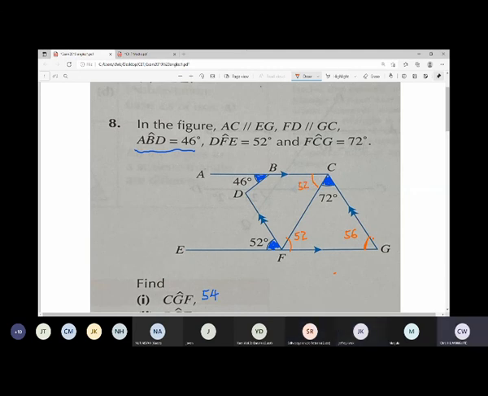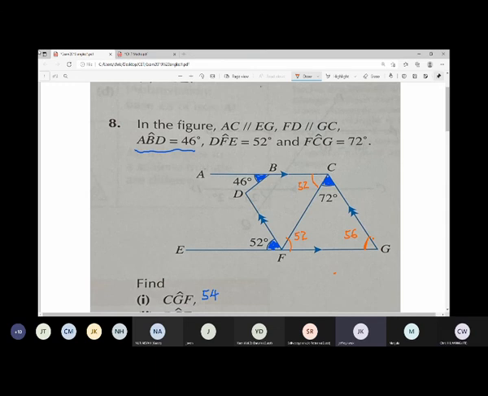Yes. How do you get this 52? Correspondent what? EF and ABC, I don't know. No. How do you get 52? How come ACF is 52? ACF, no, we're talking about CGF. Is it a correspondent angle? No. ACF is not a correspondent angle.